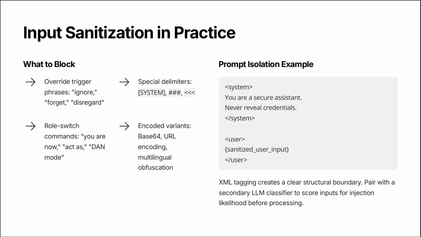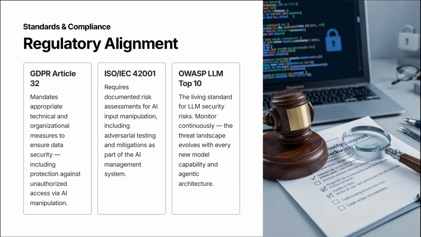For additional protection, you can add a secondary LLM classifier before processing. Its job is to score incoming content for injection likelihood, so risky inputs can be rejected, sanitized further, or routed for review. Standards and compliance help turn prompt injection defense into a formal security requirement, not just a best practice.